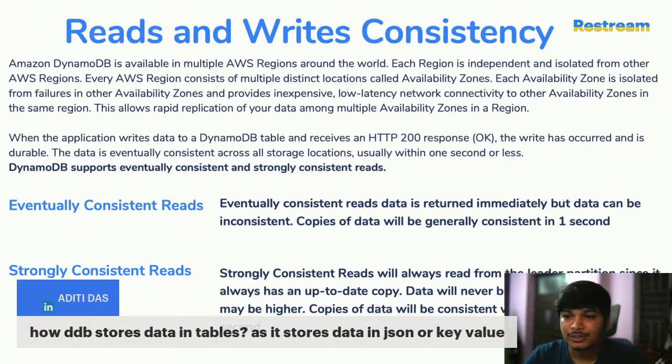Okay, so it's a very good question. Aditi is asking how DynamoDB stores the data in a table, whether it is stored as JSON or key value. So it's stored in key value storage. I know key values are kind of synonymous with JSON storage. In the JSON example that I was showing, there is also key value storage. So you can think of it as key and value based.